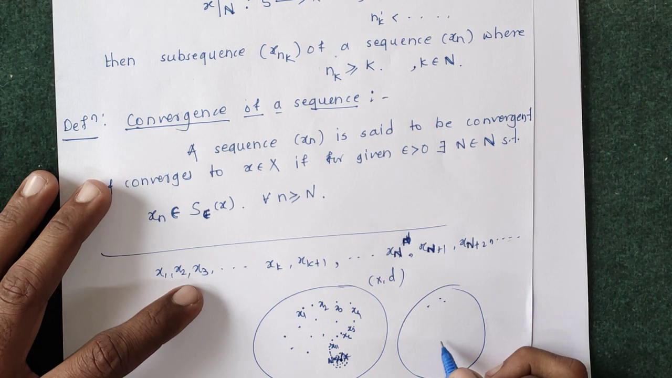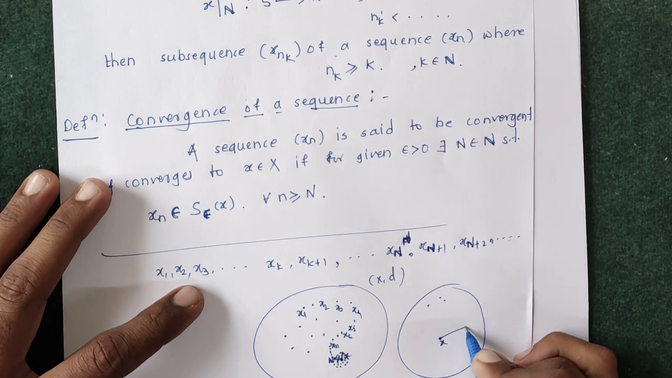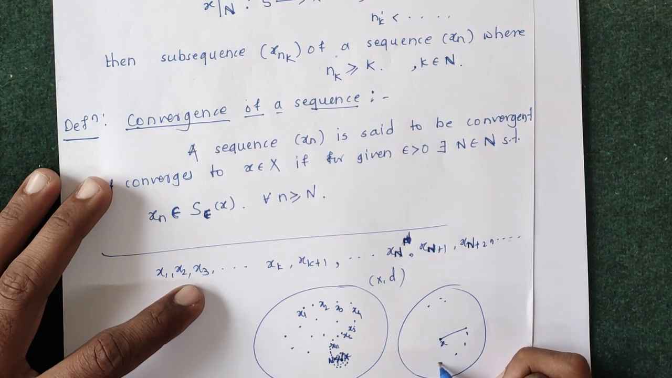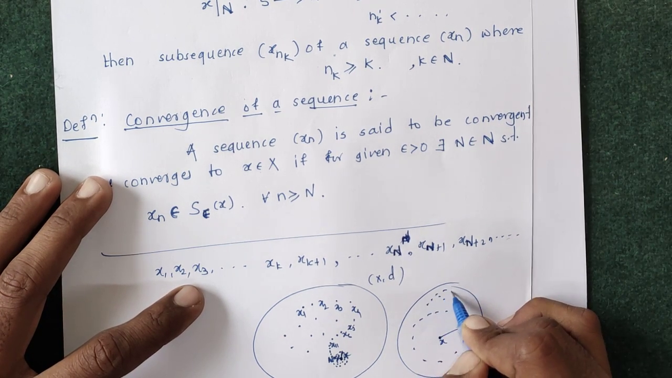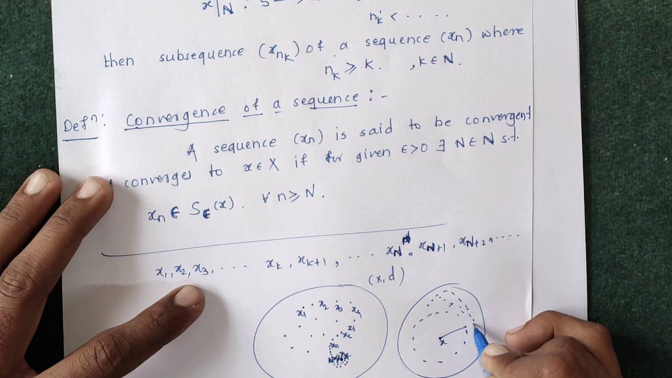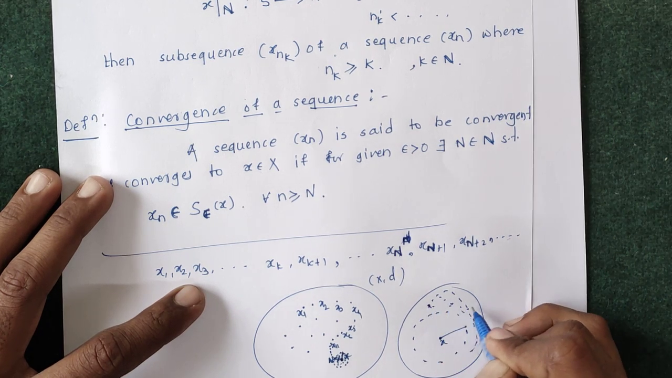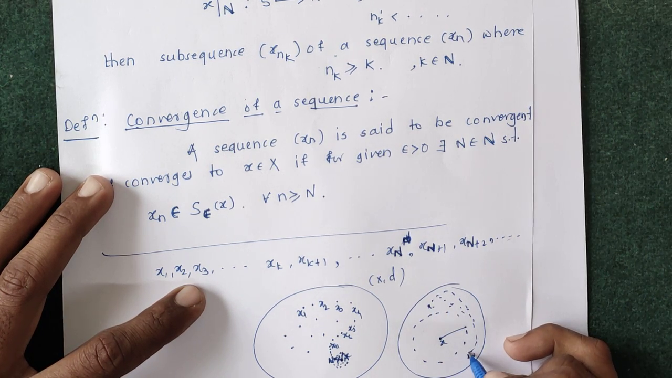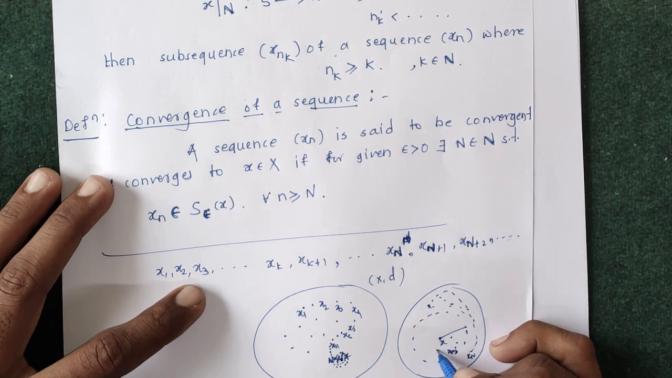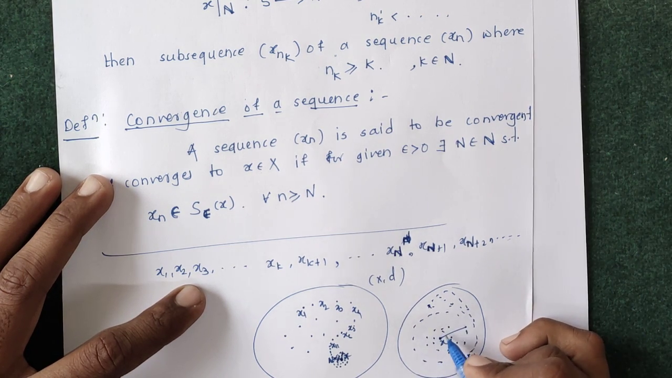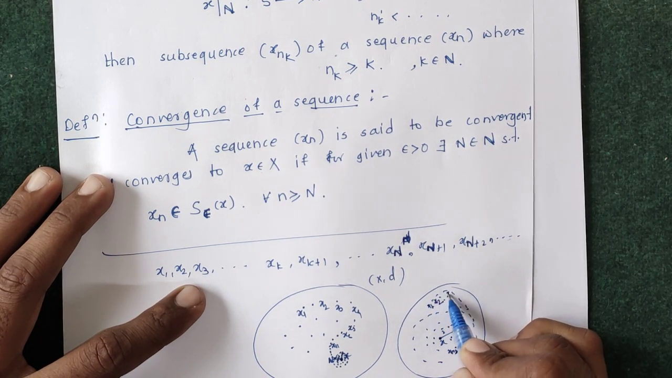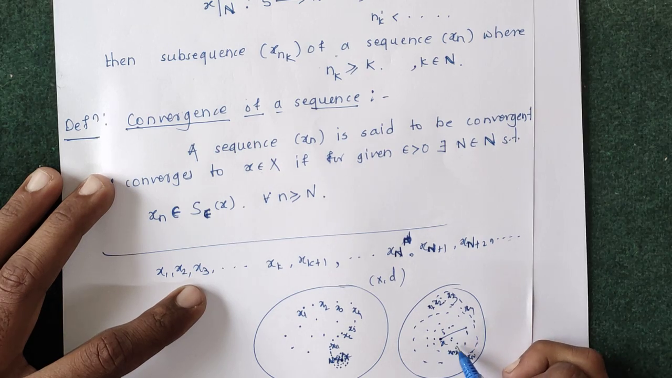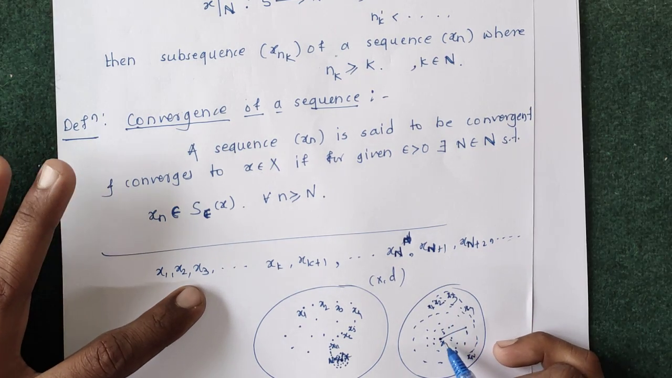Suppose this is x1, x2, x3, this x, and suppose this is epsilon, then this open sphere must contain, suppose this is the open sphere, then suppose this is a sequence x1, x2, x3, up to xn, and the remaining elements, that is xn plus 1, xn plus 2, xn plus 3, are very close to this x. Then we can say that this sequence xn converges to x.